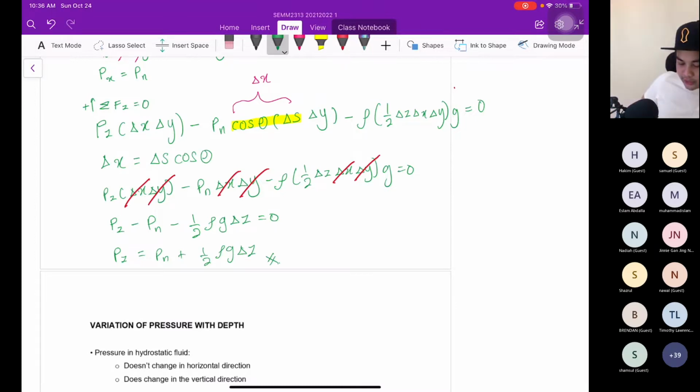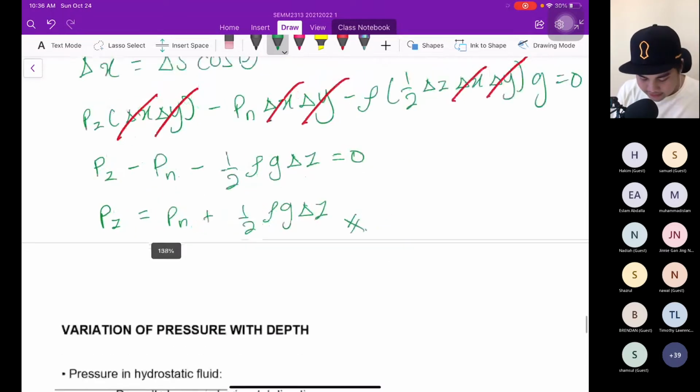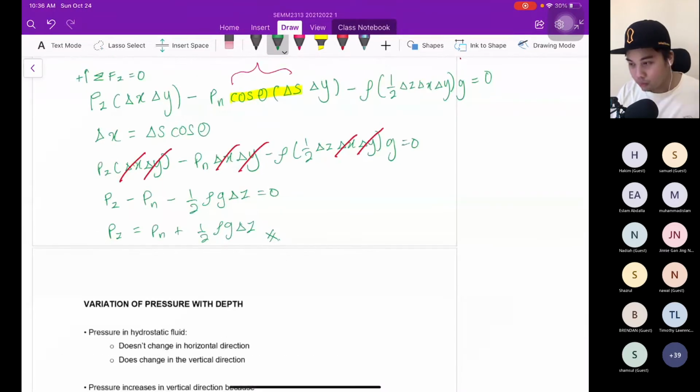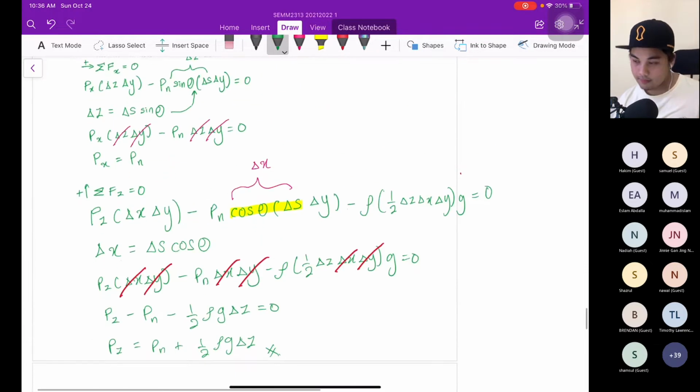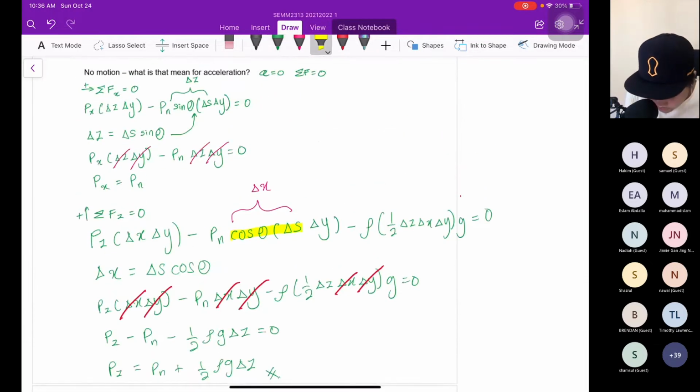Okay, now what can you see? What do you think the pressure in the vertical or Z here? Is there any change when we go into more depth? Different depth will have different pressure or not? Okay, let's say this is the one. We talk about this one first. This is Px equal to Pn. Let's say we have the point here. This is in the X direction.